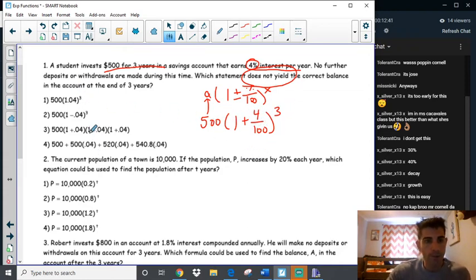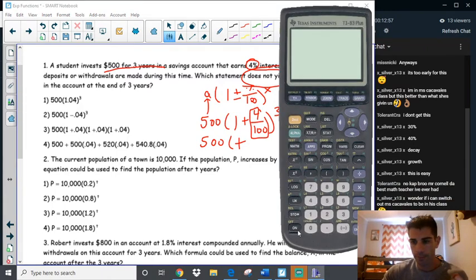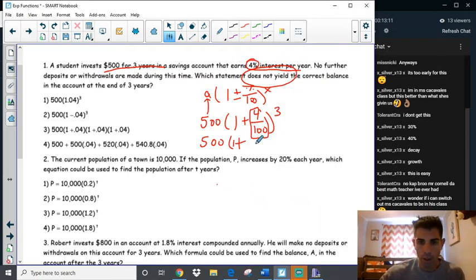So I'll look over here. I don't see anything yet. Now this is the part where you shouldn't just throw things in your calculator. Try to take it one step at a time. So then I'm just going to deal with this part here, 4 divided by 100. So I'll grab my calculator. 4 divided by 100, and that's going to give you 0.04. So I'm going to write 1 plus 0.04 to the third power.